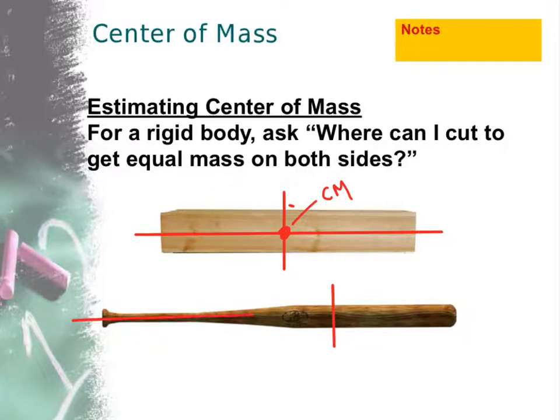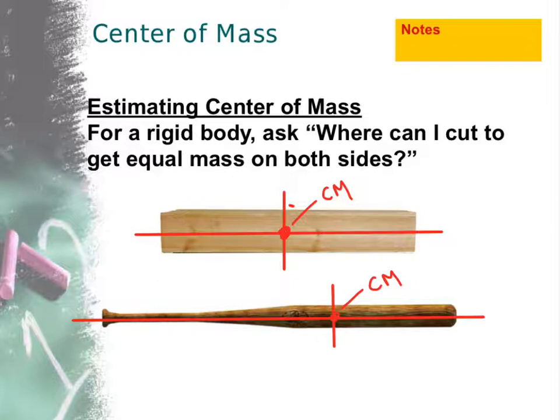So if I were to try to cut this in this other direction, I don't think I quite got that right, but you get the general idea. I would have equal mass above and equal mass below that line, so this would be approximately the location of my center of mass for my baseball bat. And you can see it's not halfway between the left and the right, because there's a lot more mass over here than there is down here at the handle of the bat.